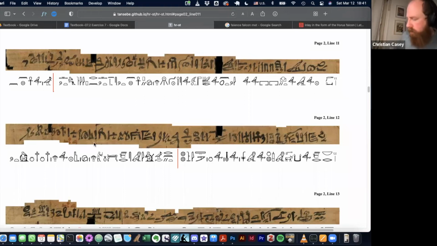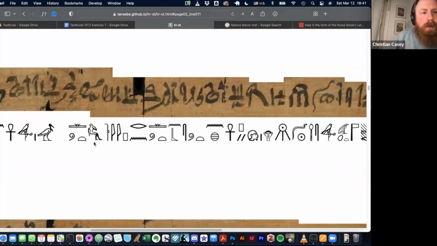I'll zoom in again. We'll do some close looks at the hieratic. Yeah.